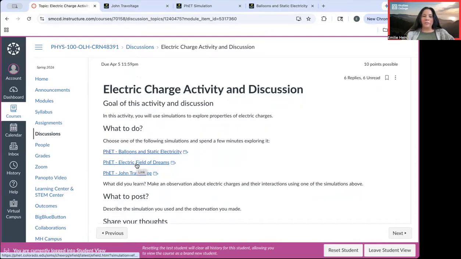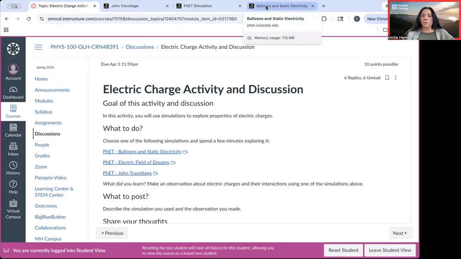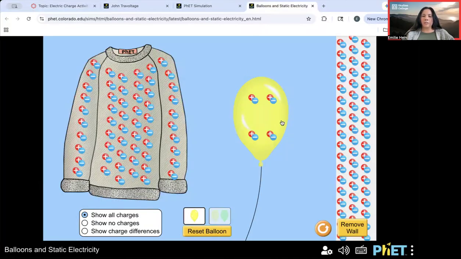The other one is called Electric Field of Dreams, and the last one is called John Travoltage, and it will become clear why in a minute. So let's start with balloons and static electricity.